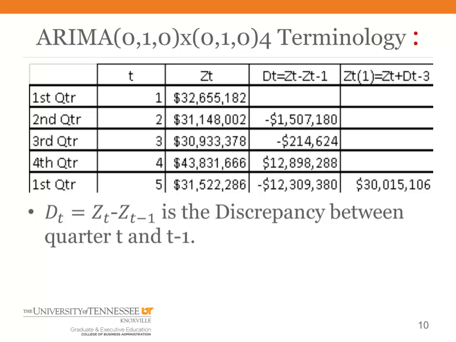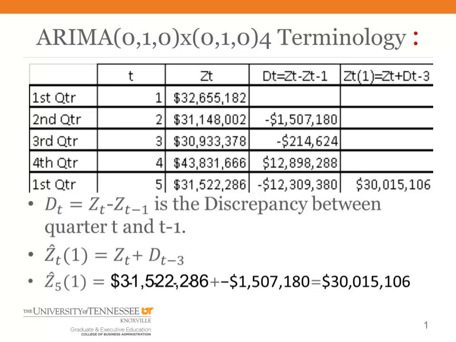Period 3, the demand dropped a little bit more. And then in period 4, which is of course fourth quarter, the holiday season, that time we had a jump of almost $13 million. And then in the following period, period 5, which was first quarter of the second year, it dropped back down by 12 million. So that is my sequence of discrepancies, and I'm going to use them in computing my forecast.